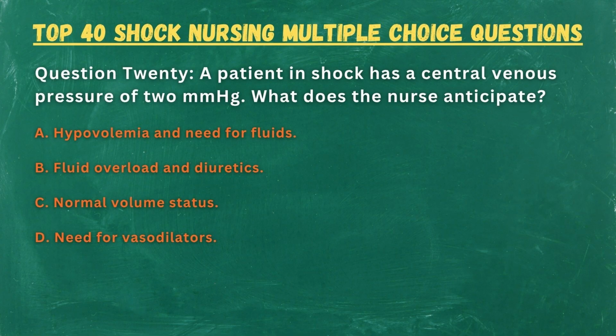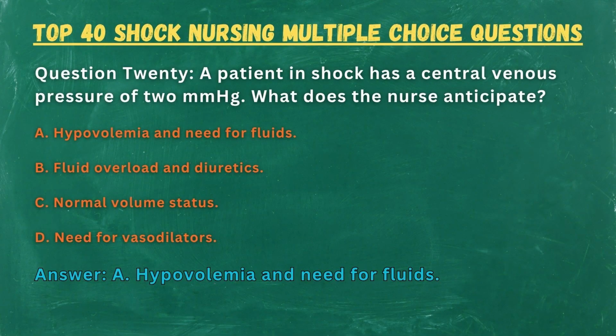Question 20. A patient in shock has a central venous pressure of 2 mmHg. What does the nurse anticipate? A. Hypovolemia and need for fluids. B. Fluid overload and diuretics. C. Normal volume status. D. Need for vasodilators. Answer: A. Hypovolemia and need for fluids.